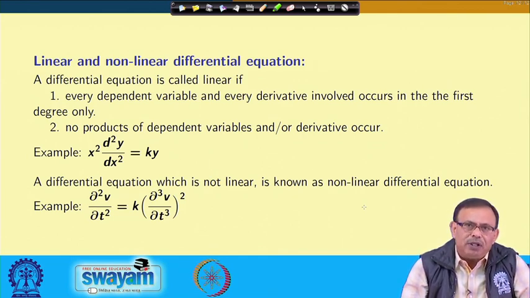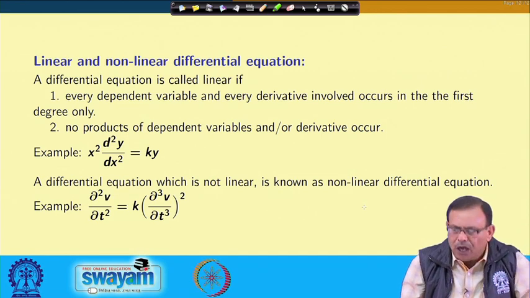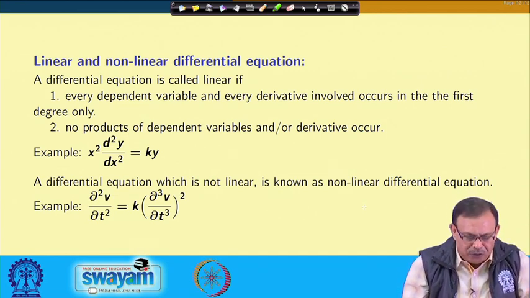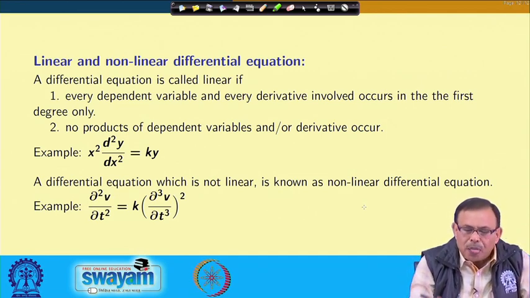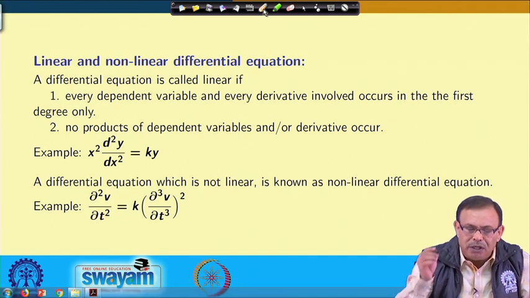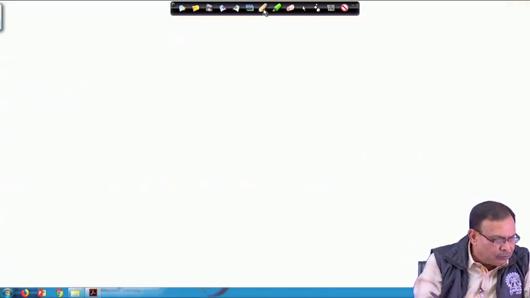To check whether it is linear or nonlinear, it is always desirable that your concept of the degree and the order is totally clear. Otherwise, it will be difficult for you to judge whether an equation is linear or nonlinear.